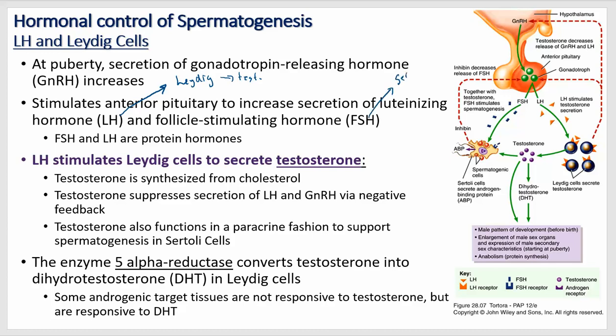So Sertoli cells and sperm production. Sertoli cells make the sperm. FSH and LH, just by the way, are protein hormones. We saw that testosterone and the estrogens are cholesterol-based hormones. So LH stimulates these Leydig cells to secrete testosterone. Testosterone is synthesized from cholesterol, so we're going back to spermatogenesis.